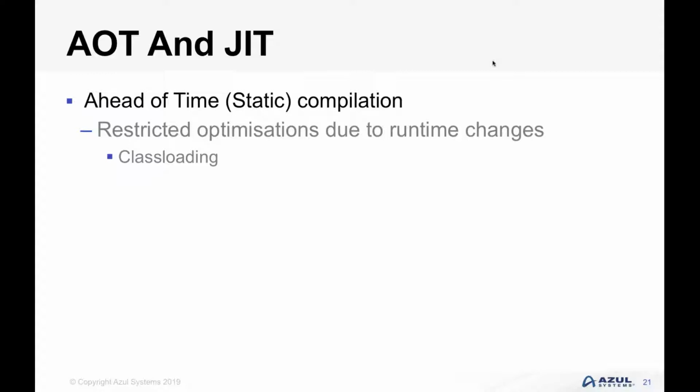Java has dynamic class loading, and because of that, compiling ahead of time limits the optimizations you can make, because you may want to inline a method, but you don't know at runtime whether that method is coming from the class you expect, or somebody is going to reload the class or load a dynamic class at runtime and change the method that you are having to inline.